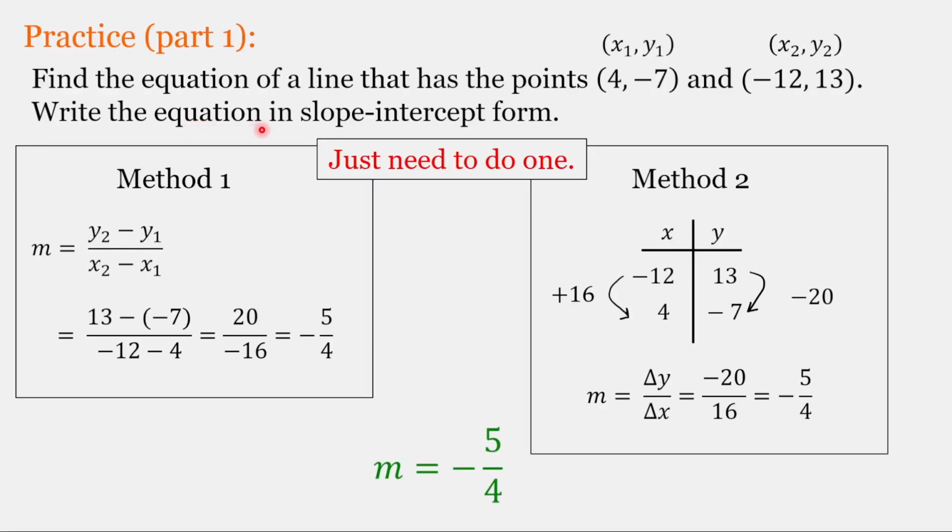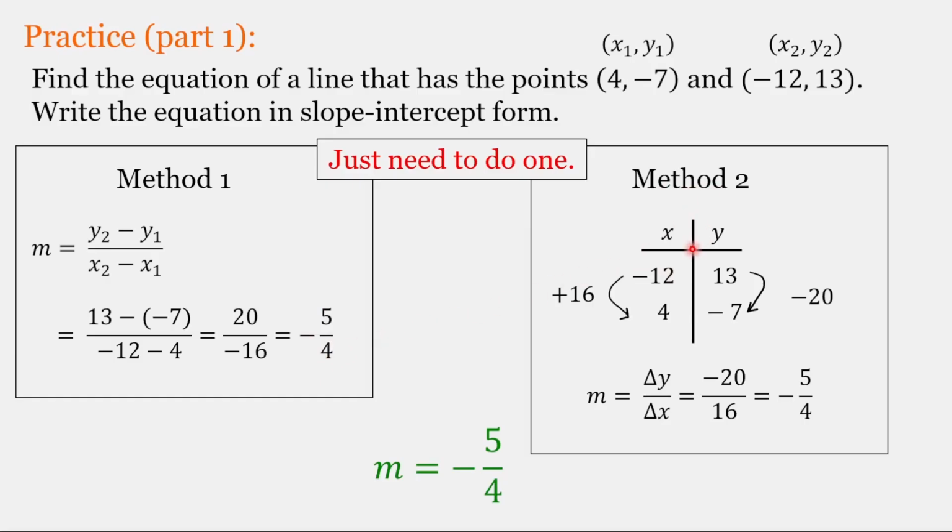So the first step for writing an equation when we're given 2 points is to find the slope of the line. Here are 2 methods of finding that slope. I typically use method 1, where I use that formula: the slope is equal to y sub 2 minus y sub 1, all over x sub 2 minus x sub 1. So the change of y over the change of x. Plugging in those values, we end up with a slope of -5/4.